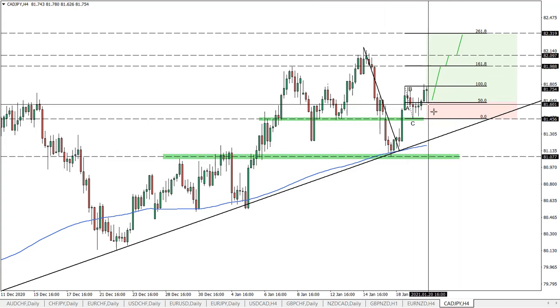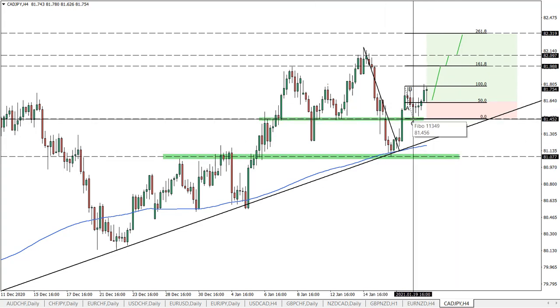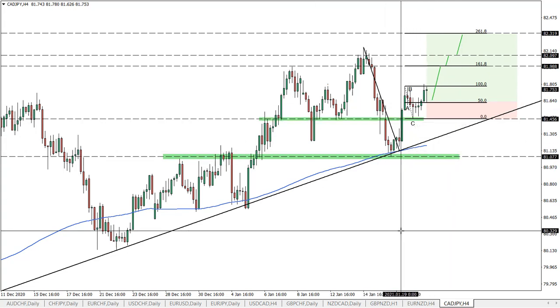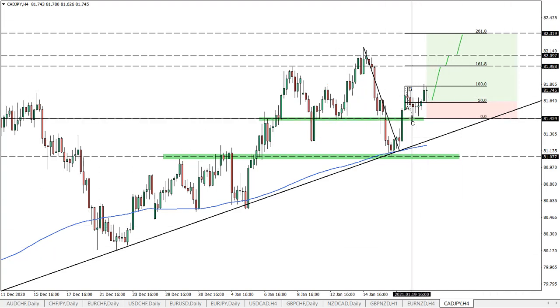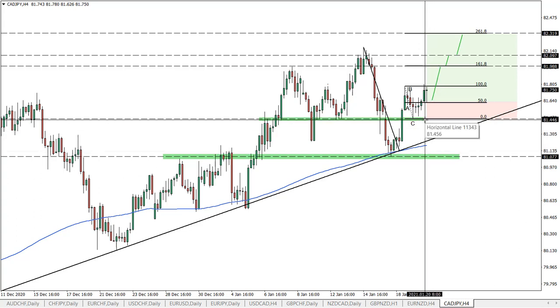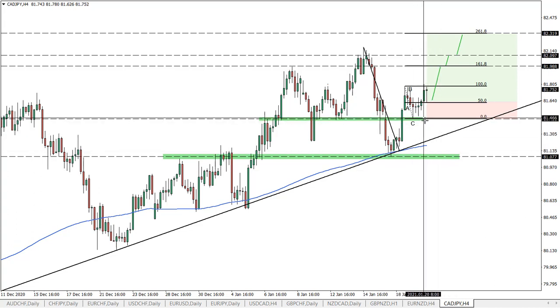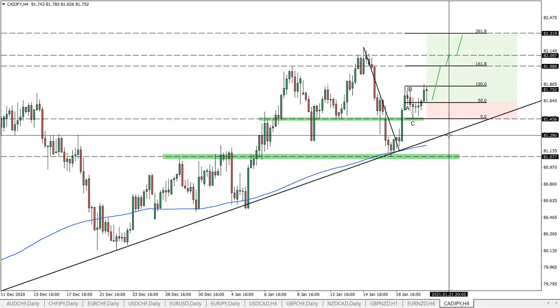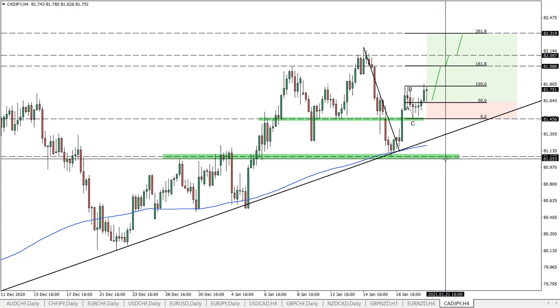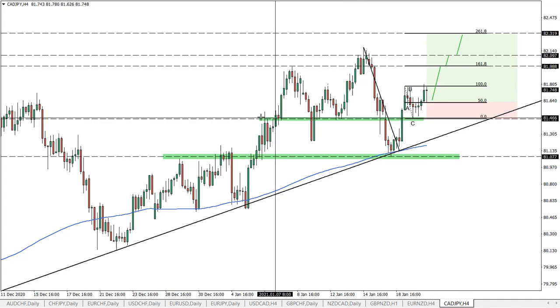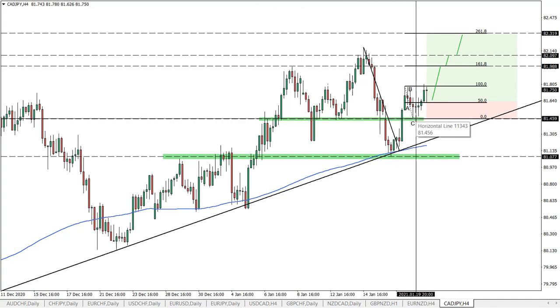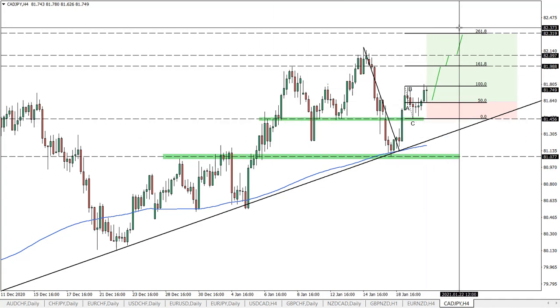But at this stage, as long as this support holds at 81.45, we are likely to continue moving up. If there is a break to the downside, at least a spike, this will invalidate the bullish outlook, and most likely price will be retesting the 81 support area. So it's very important that this local support will hold in order for the trend to continue.